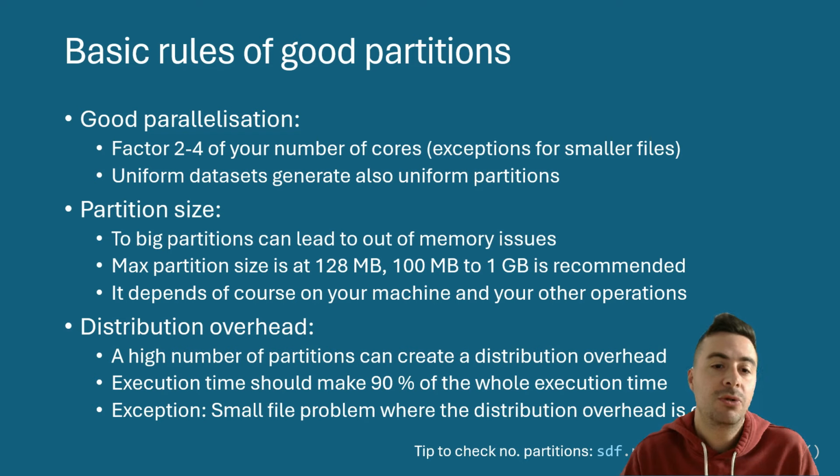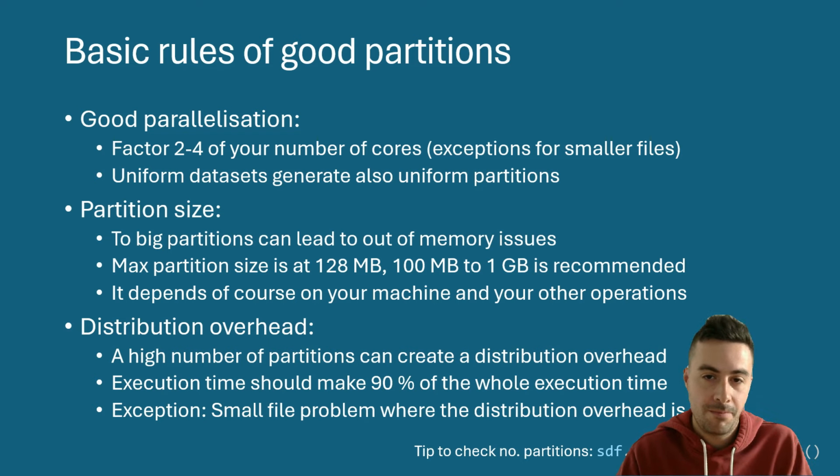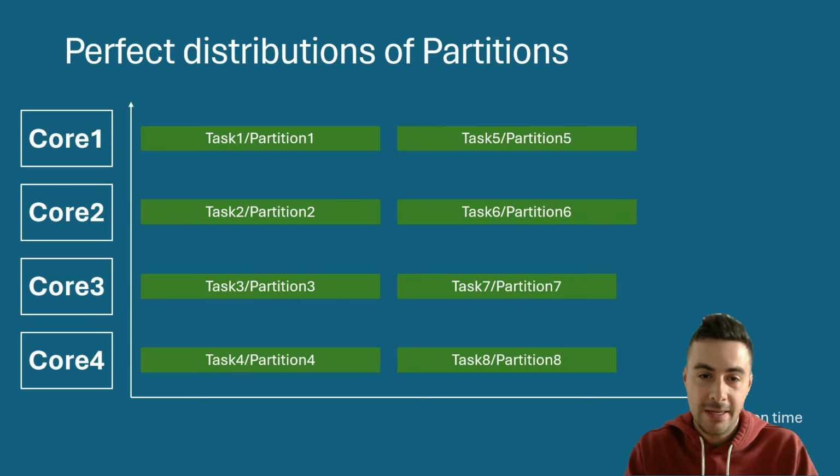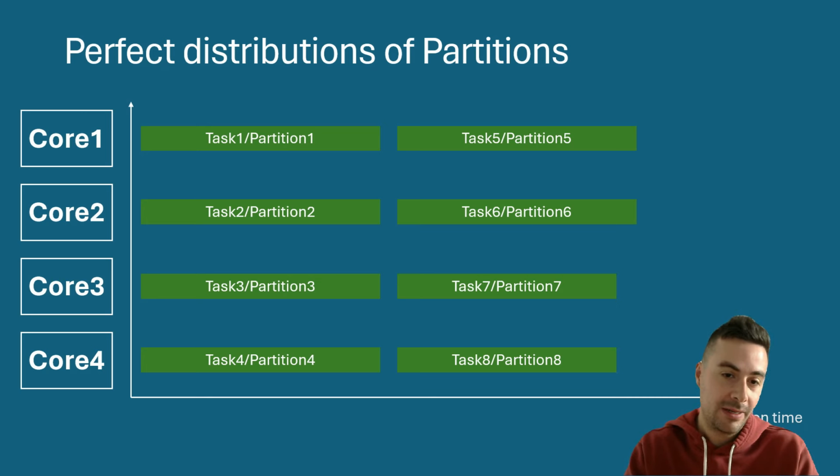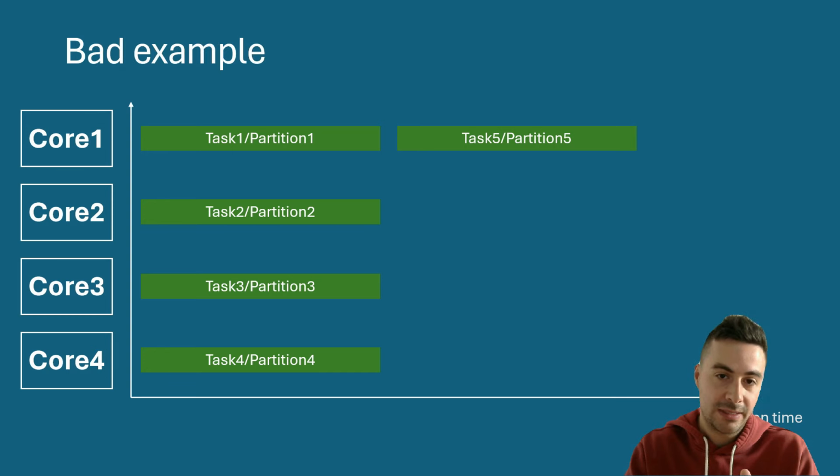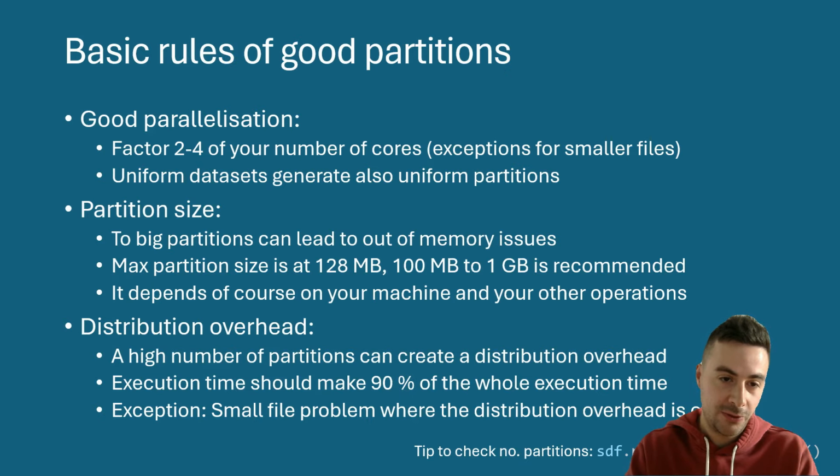And the second thing is we want to have a uniform data set. So we want, in the best scenario, as we saw before, the partitions should be equally sized, and the number of partitions should be dividable by the number of cores. That's pretty much the 2 rules which I'm showing here.